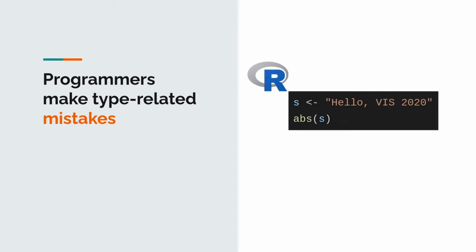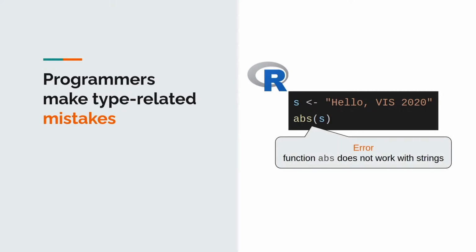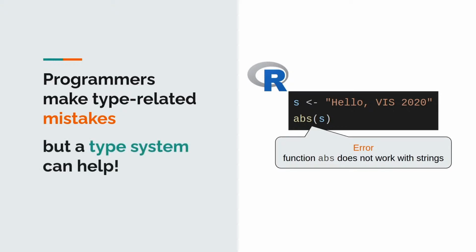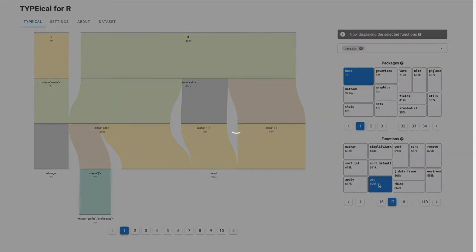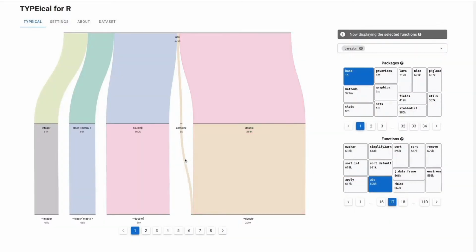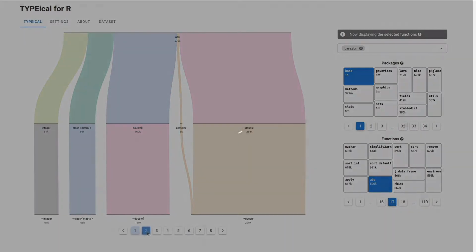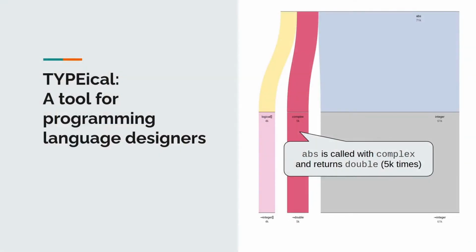Programmers often make mistakes like this. A VIS function is incorrectly called with a string. A programming language can catch such mistakes early on, but for this, it needs a type system. We present Typical, an interactive visualization tool for programming language designers. Typical allows them to explore common function type signatures and helps create a type system.